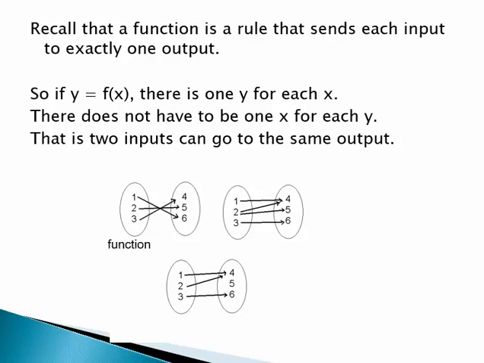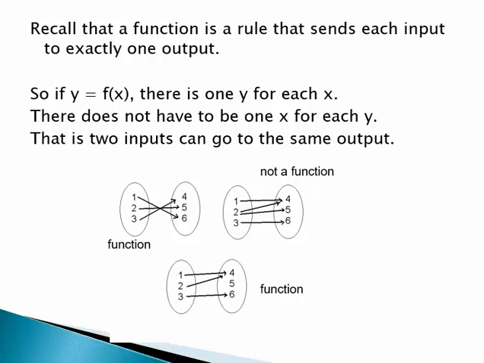So I had an example of a function where 1 has one output, 2 has one output, 3 has one output, and the outputs are all different. And then I had an example of one that was not a function because 2 has too many outputs. 2 is going to 4 and 5, that's too many outputs. And then I had this third example that I said sometimes confuses people a little bit at first, or they might think this is not going to be a function because of the two arrows going to 4. But 1's going to 4, that's one output. 2's going to 4, that's one output. 3's going to 6, that's one output. It satisfies the definition of a function.